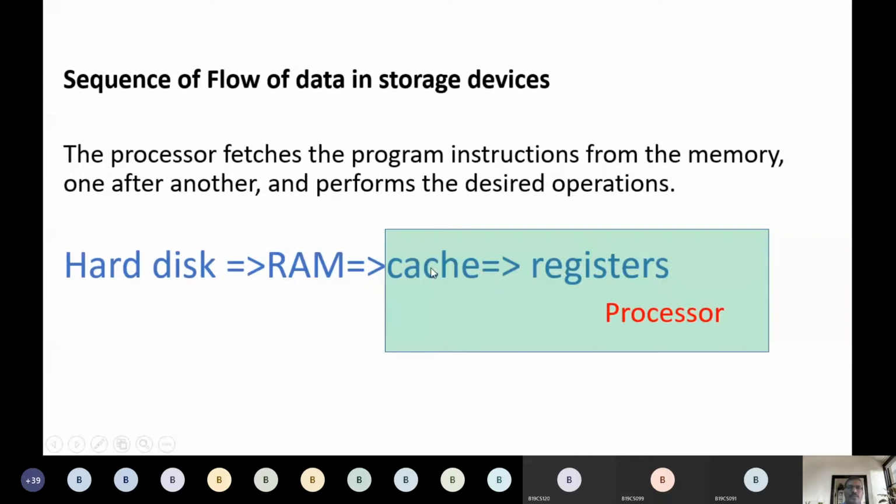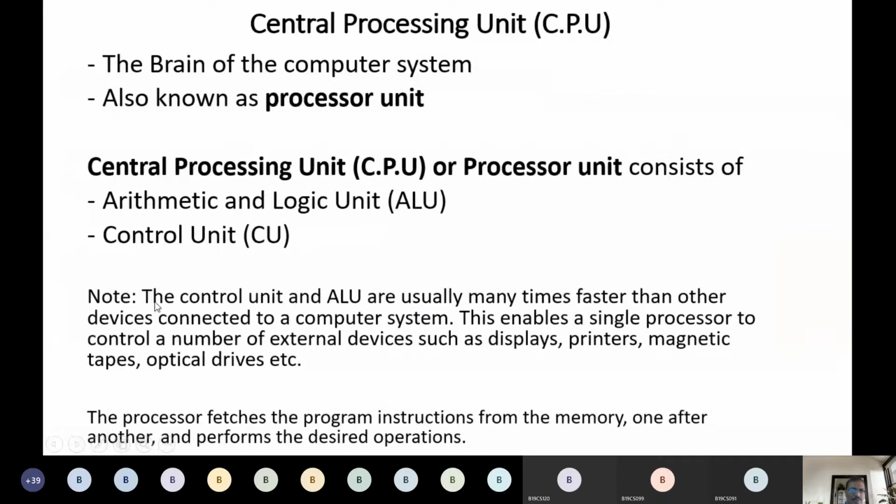Cache has lower access speed when compared to registers. RAM has still lower access speed for read and write. Hard disk has still lower. Okay, I had already done this, and we have already seen the arithmetic logic unit, which does arithmetic calculations, and the control unit, which does the controlling of all the components.